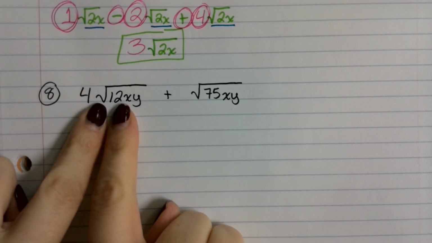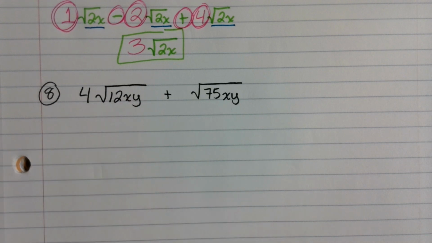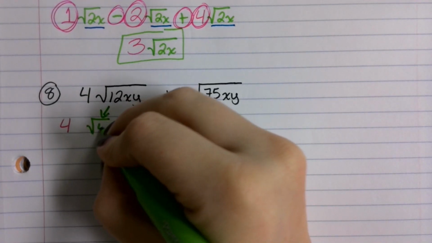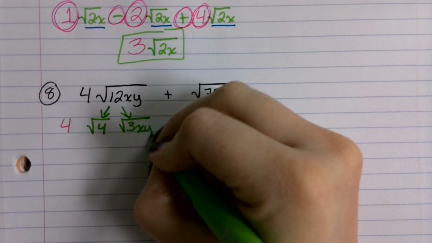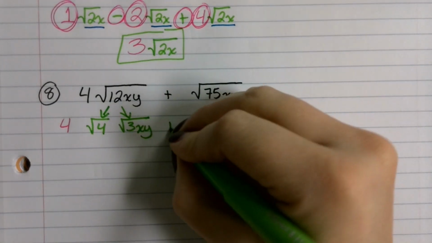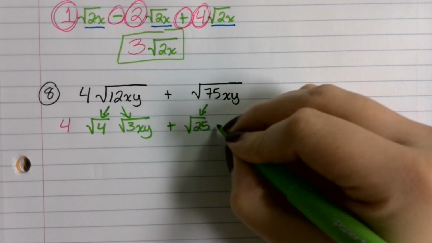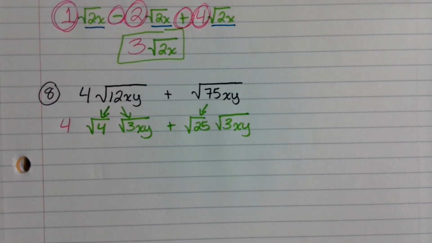Okay, we've got the 4 square root of 12xy. 12 can be factored. It can be broken down to a perfect square. So we know we've got the 4 still remaining. Then we've got that square root of 12 can be broken down as a square root of 4 and a square root of 3. We're going to let the x and the y remain with the non-perfect square root. Plus 75 can be broken down into the square root of 25 and then square root of 3, and the xy will remain with it.